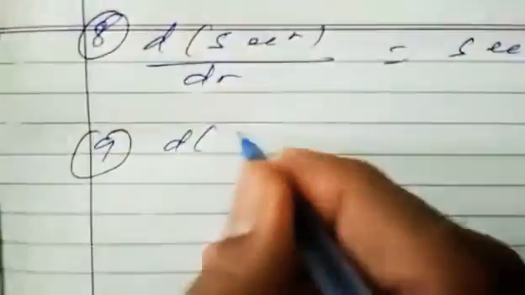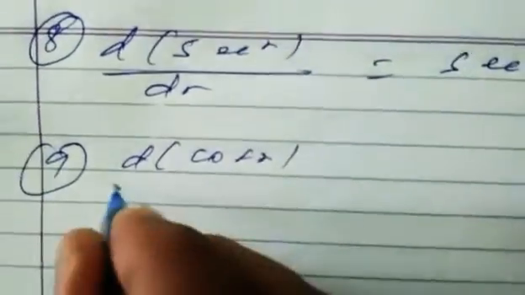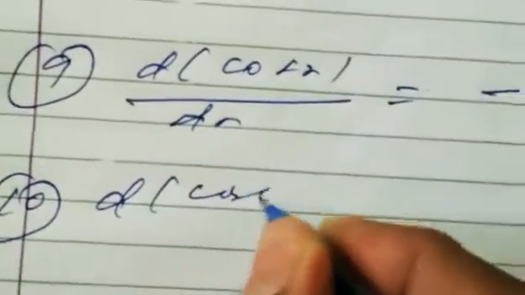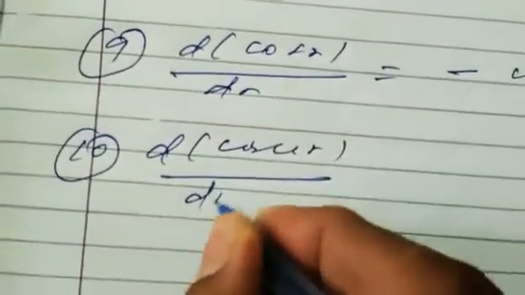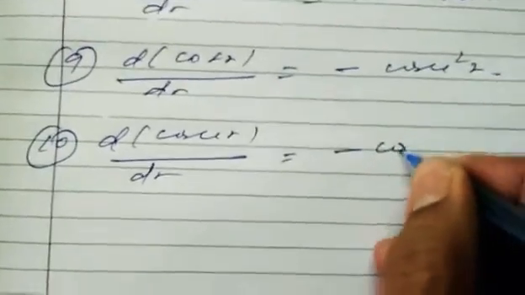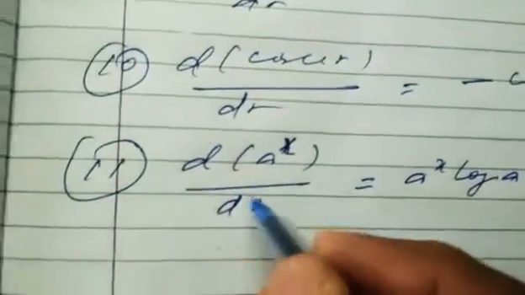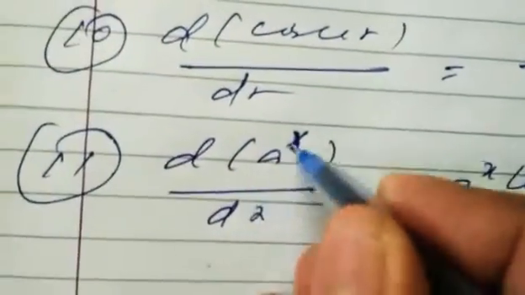9. Differentiation of cot x is minus cosec square x. 10. Differentiation of cosec x is minus cosec x into cot x. 11. Number 11 is d of a^x by dx is equal to a^x log a.